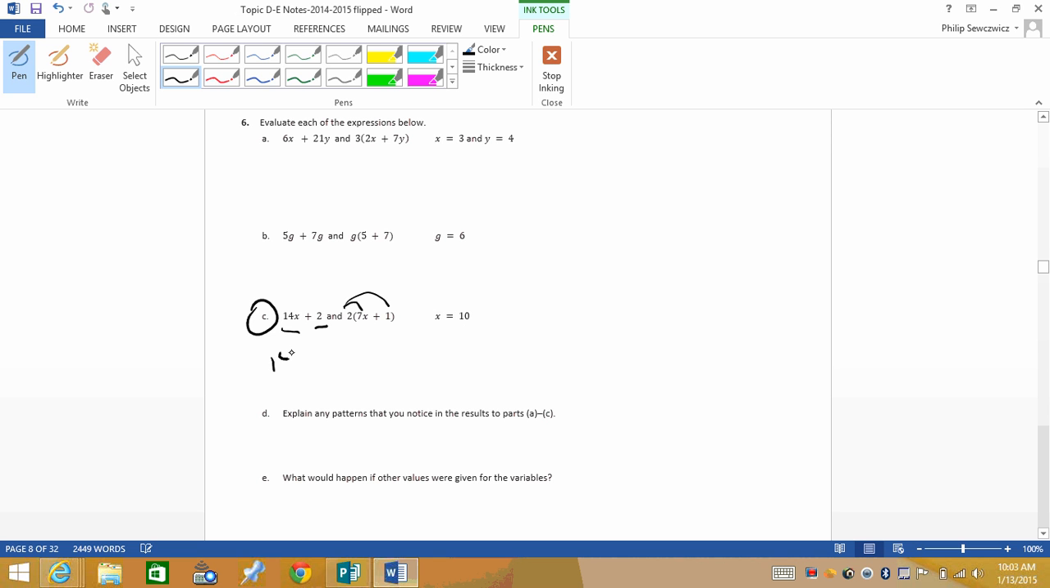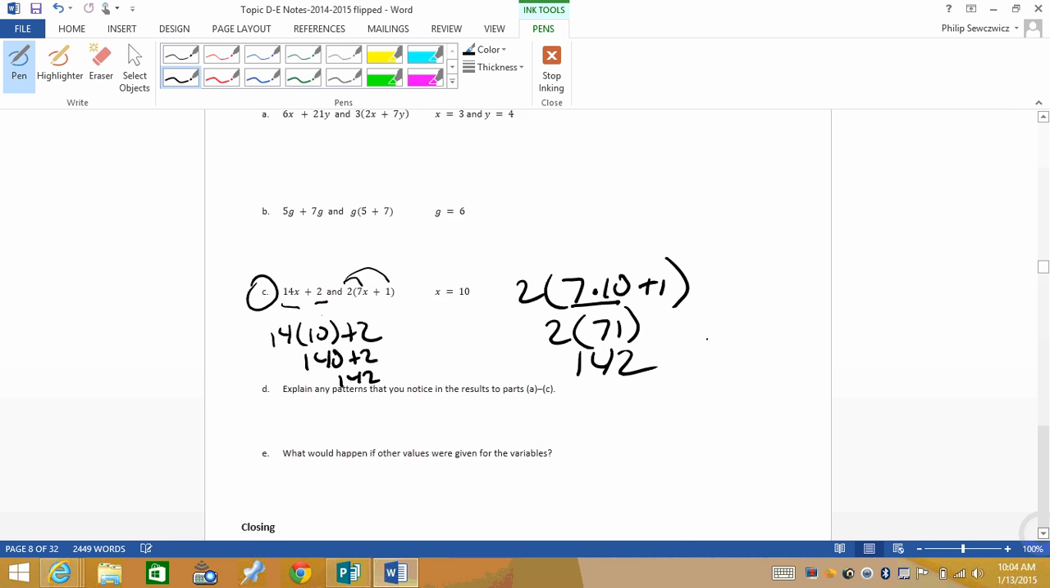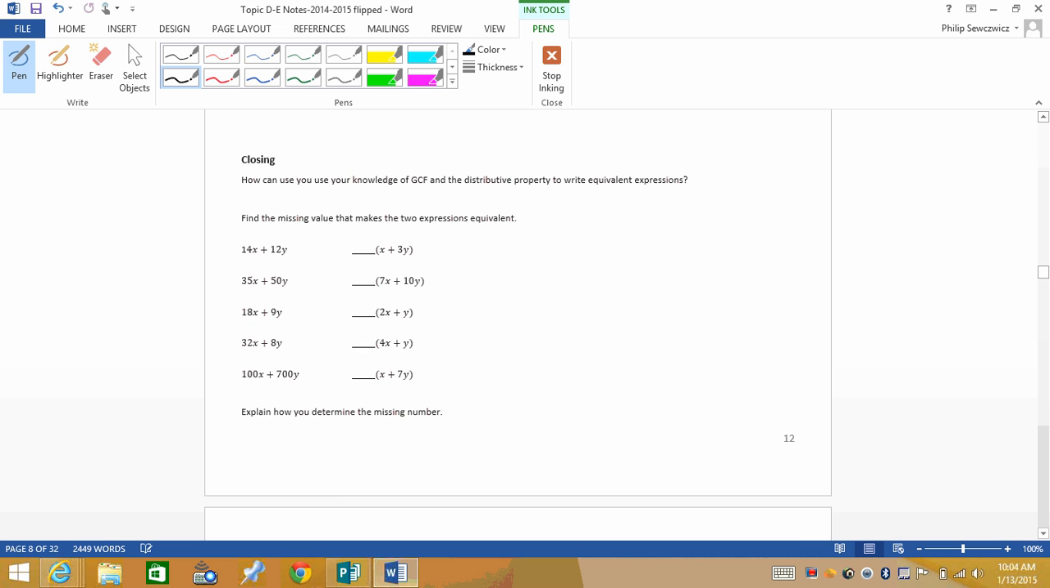So 14 times 10 plus 2, so that's 140 plus 2, 142. Even over here, 2 times 7 times 10 plus 1. Order of operations, go inside your parentheses. 7 times 10 is 70. 70 plus 1 is 71. 2 times 71, it's still 142. So again, they're just showing you that, listen, distributive property, it works. It's an alternate way of doing it. It's something that you're going to use a lot. For right now, it's awkward because you guys aren't used to seeing it, but it is something that you're going to spend a lot of time with.